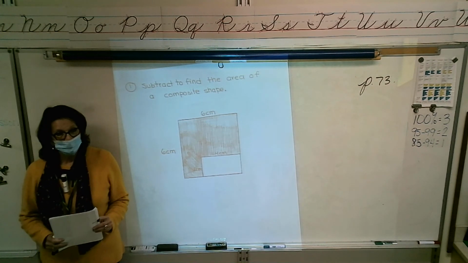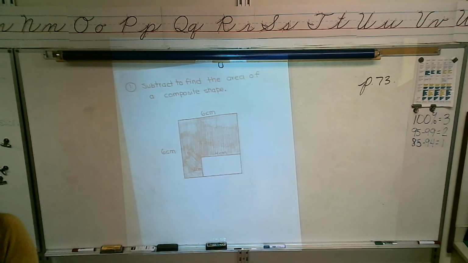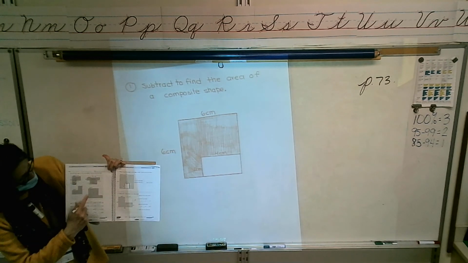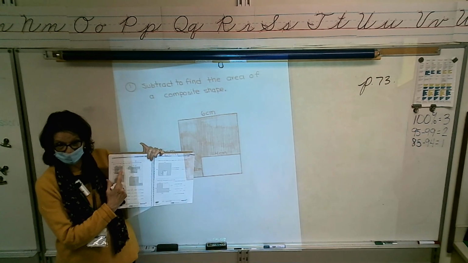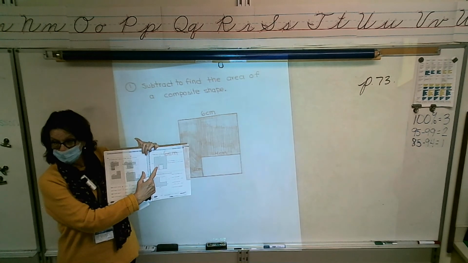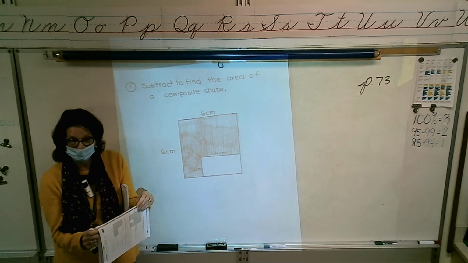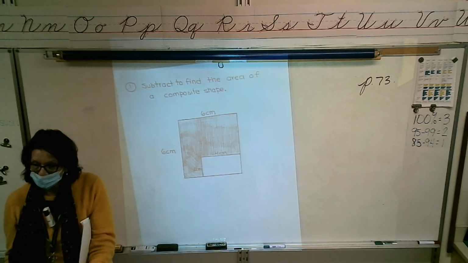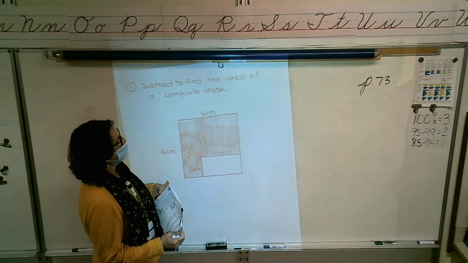No. The big difference, boys and girls, here. The big difference is on these, the composite figures are tiled. On here, the composite figures are not tiled. Okay, that's the major difference between yesterday and today. So let's start with our example up here. It says subtract to find the area of the composite shape.